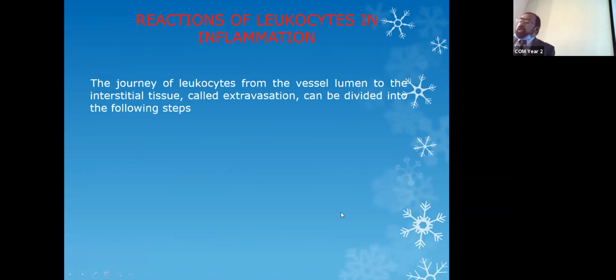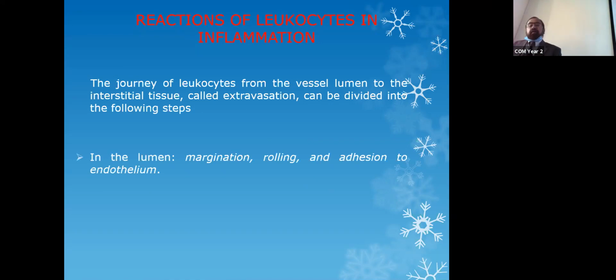journey of the leukocyte, reaction of the leukocyte. What happens? The leukocyte from the vessels comes out into the interstitial tissue, which is called extravasation, and can be divided into the following steps. Number one is margination, rolling, and adhesion.